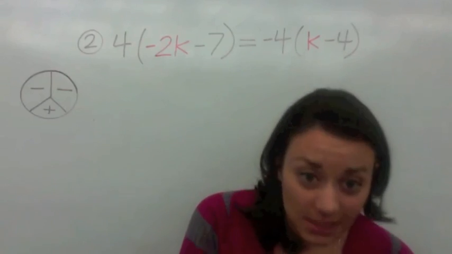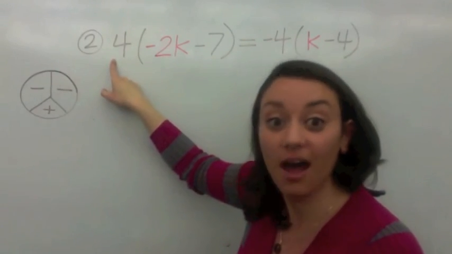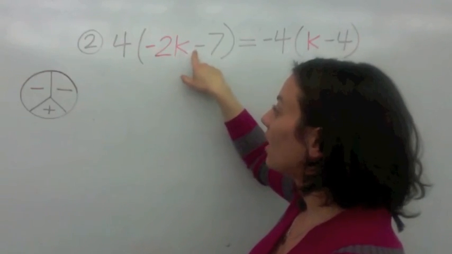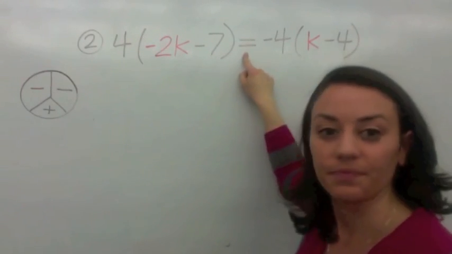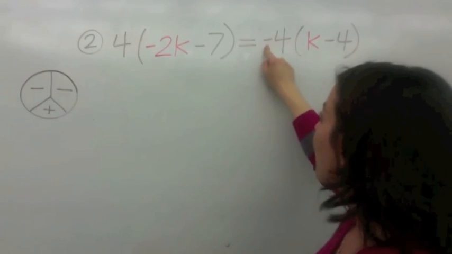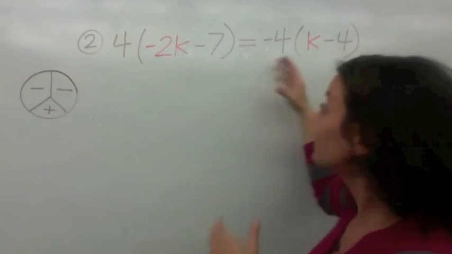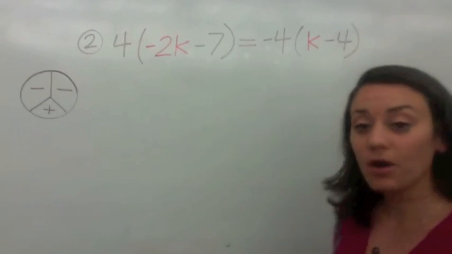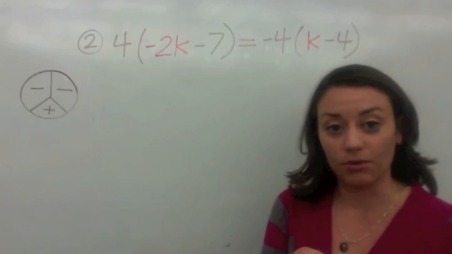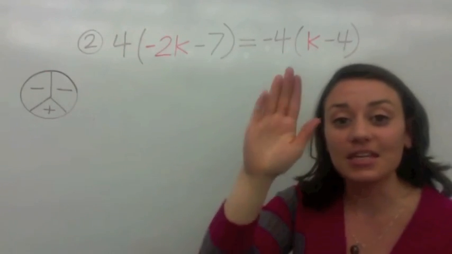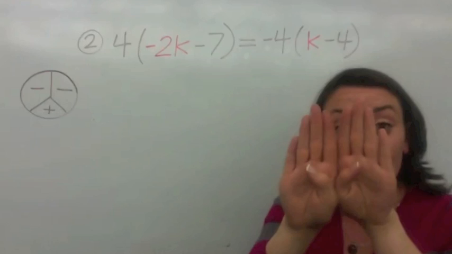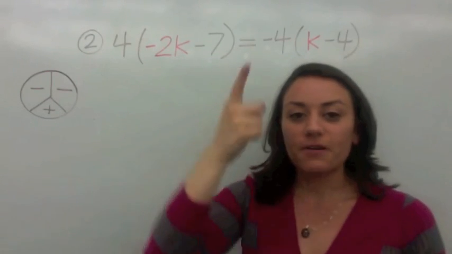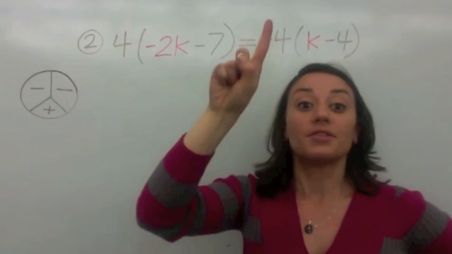So this reads as 4 times the quantity of negative 2k minus 7 equals. Now we're going to read this side of the equation. Negative 4 times, it's being multiplied, the quantity of k minus 4. Now you could put an invisible 1 there, but I don't want you to, because it's much easier to say that negative 4 times k, put them together, is negative 4k. Much easier.